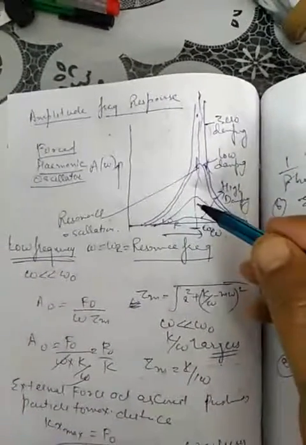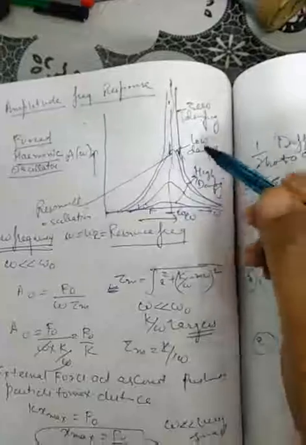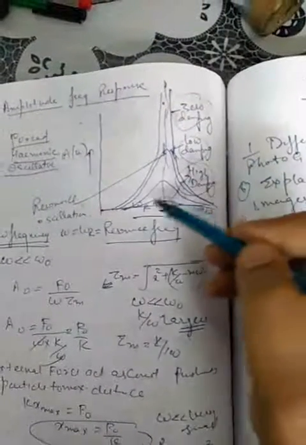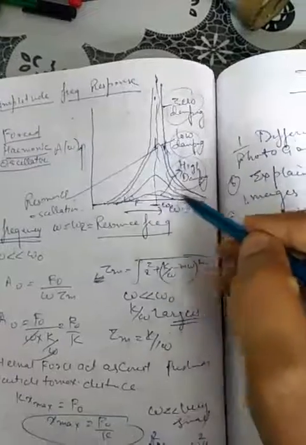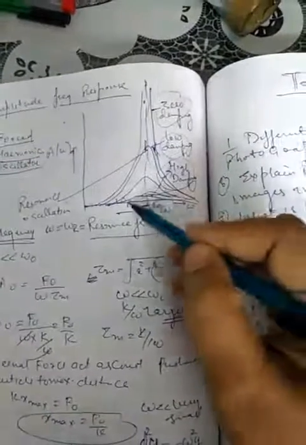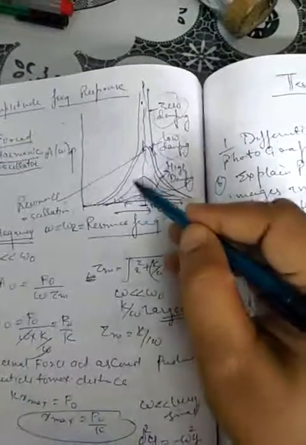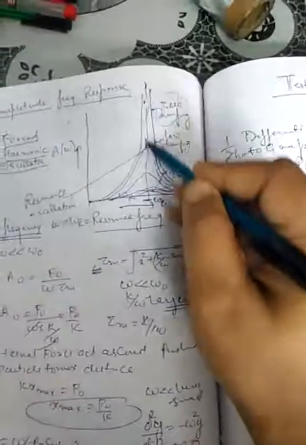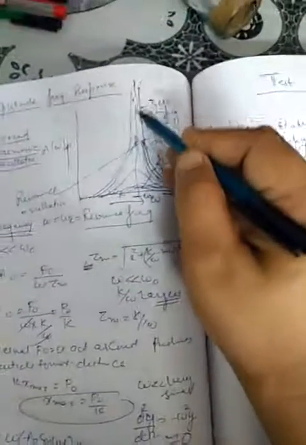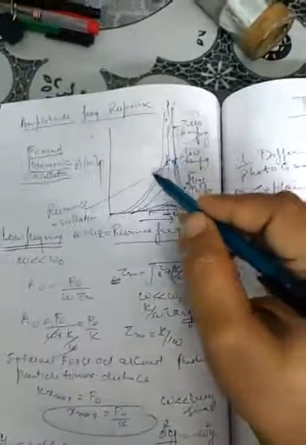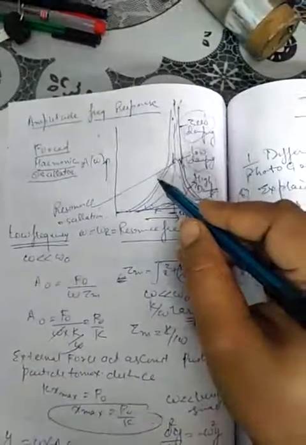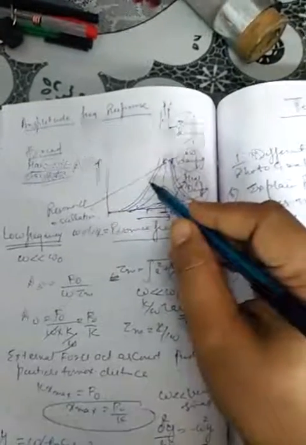So this is the amplitude frequency response for a forced harmonic oscillator. In this case we have seen there are three different kinds of curves: zero damping, low damping, and very high damping. At very high damping the oscillator works very poorly. At low damping it works intermediately, and at zero damping it works extremely well. So this is the amplitude graph against frequency for this forced oscillator.